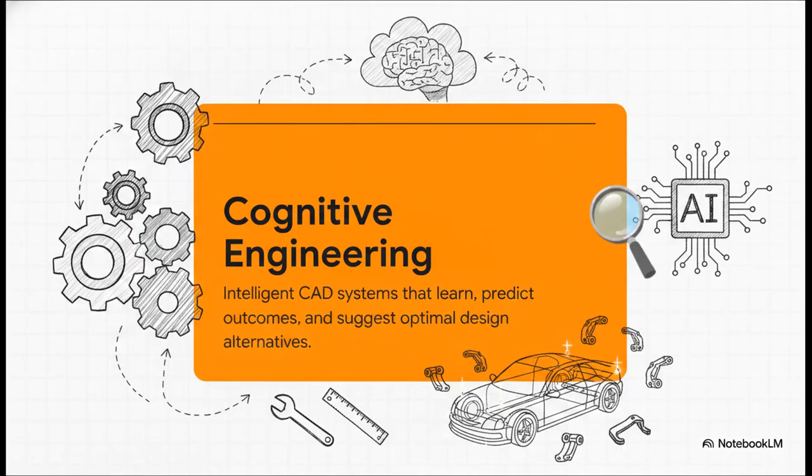This shift brings us to a really fascinating concept called cognitive engineering. We have officially moved on from standard, static, computer-aided design. Cognitive engineering means your CAD software acts as a true collaborator. It learns from historical design data, predicts the outcomes of physical forces, and proactively suggests better alternatives. It's not just a digital drafting board anymore, it's practically a digital partner.